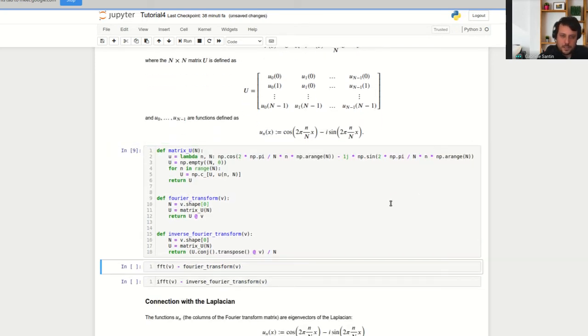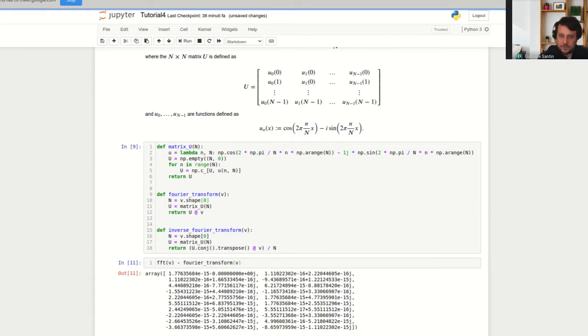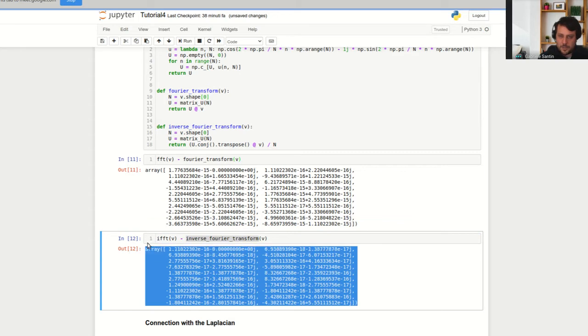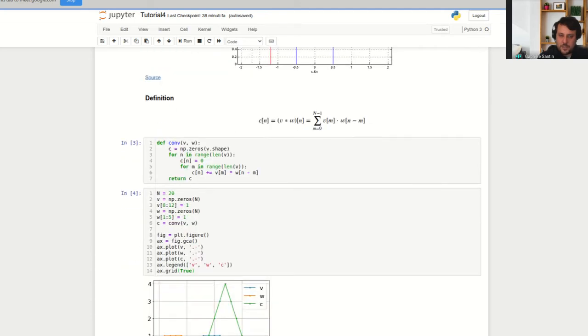It should work. And indeed, if we compare the Fourier transform, the one provided by SciPy, with our implementation with matrix vector multiplication, you see, it's not 0, but it's all 10 to the minus 15, 16. So it's essentially 0. And the same thing for the inverse Fourier transform. So the official one compared with our matrix vector implementation is essentially 0. Okay. So far we had that there is this convolution operator that we want to extend.